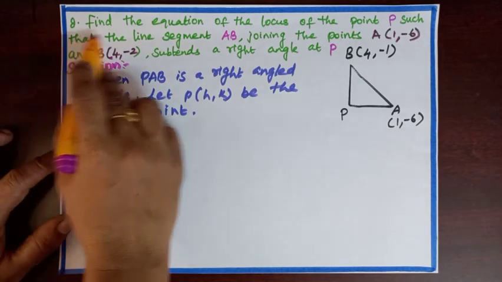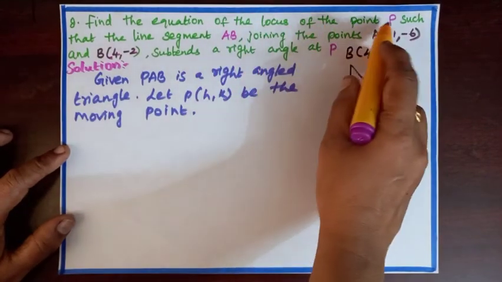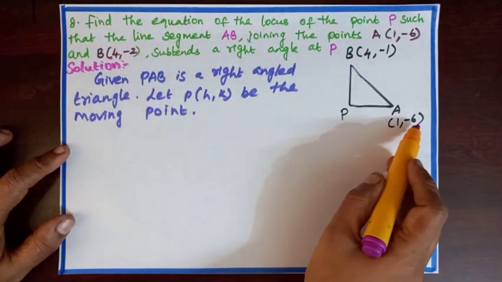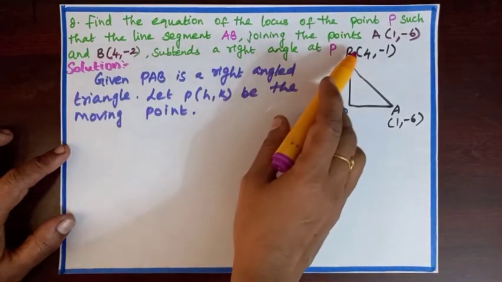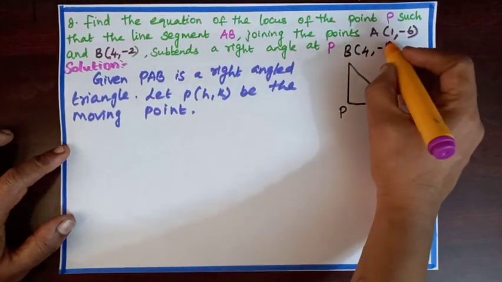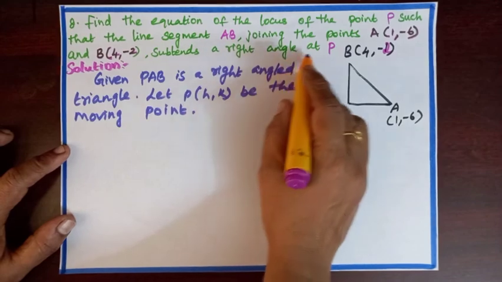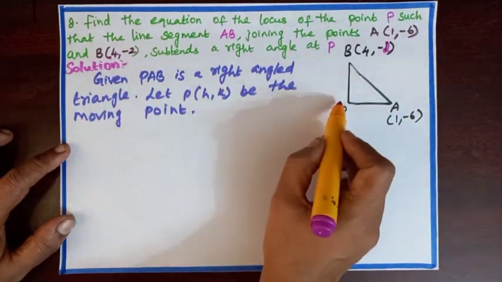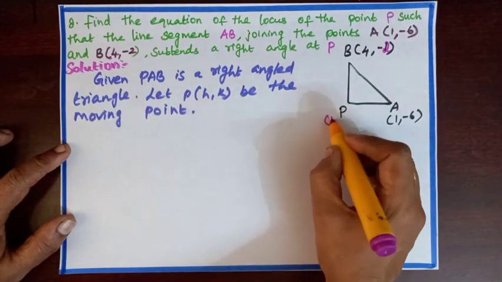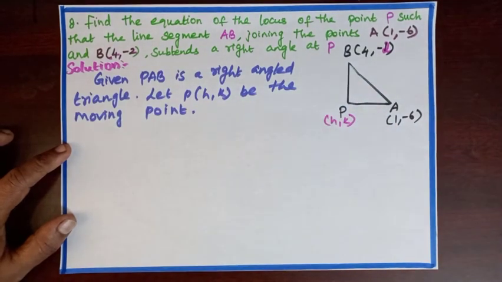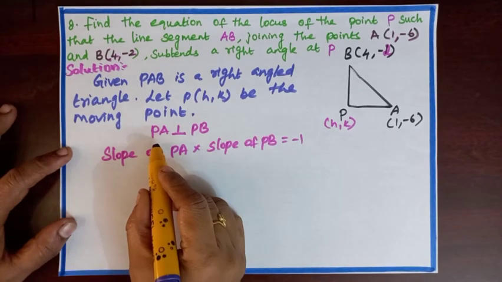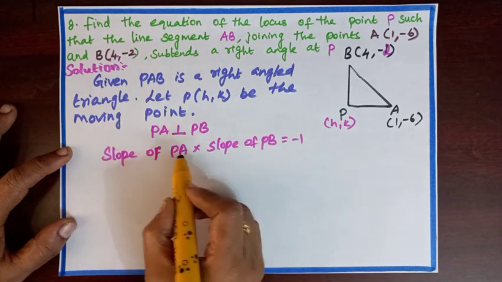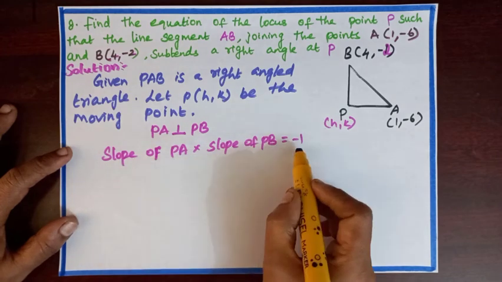Question number 8. Find the equation of the locus of the point P such that the line segment AB joining the points A(1, -6) and B(4, -2) subtends a right angle at P. Given PAB is a right angle triangle, let P(h, k) be the moving point. PA is perpendicular to PB. Then the slope of PA times the slope of PB equals -1.